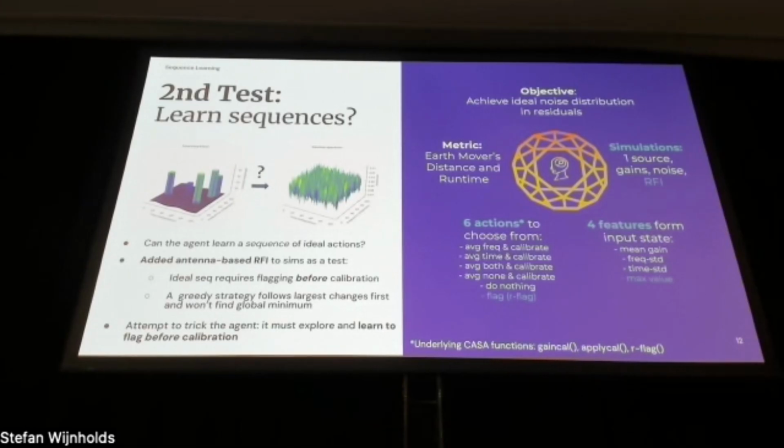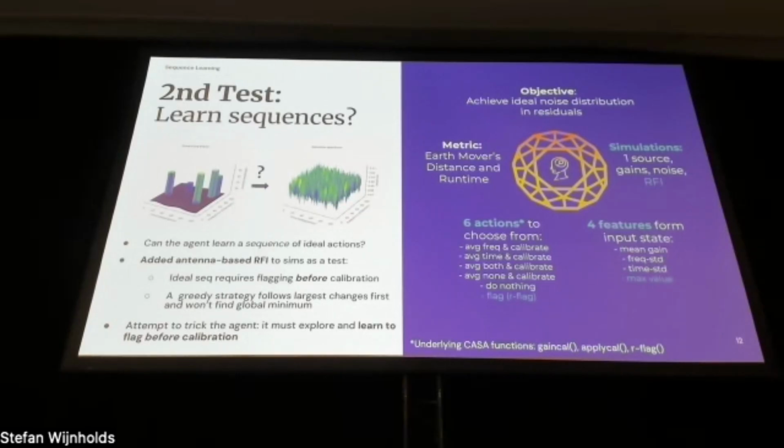So this is opposite to a greedy approach, which would take the largest change first and then continue on that way. This actually, if you calibrate first but leave the RFI in, your gain calibration is going to be distorted, and then you won't properly remove the signal, and you'll have residuals left over in your image. So this is our attempt to trick the agent. Essentially, it had to learn through exploration and trial and error to figure out the correct sequence.